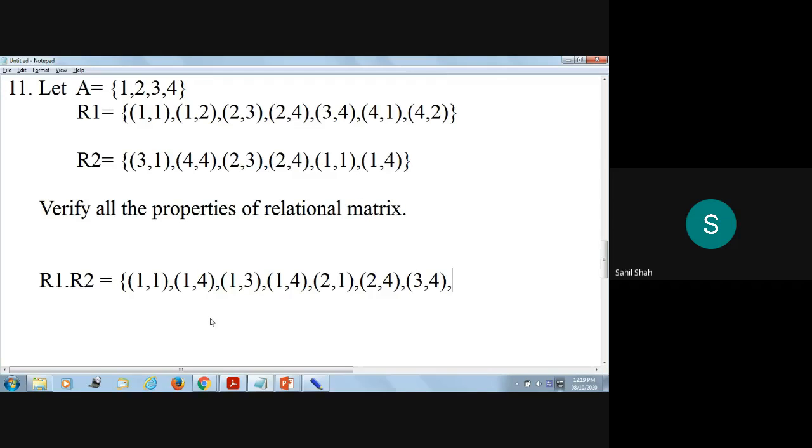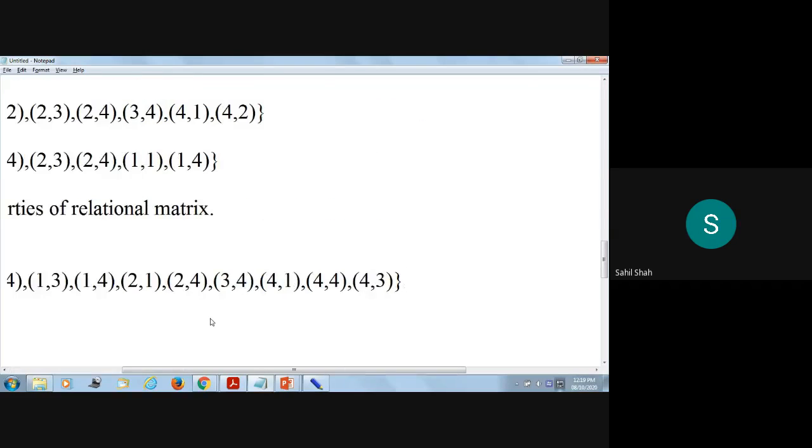Okay. (4,1),(1,1) gives (4,1) in the result. (4,1),(1,4) gives (4,4) in the result. Then (4,2),(2,3) gives (4,3). (4,2),(2,4),(4,4) are already covered. Have we taken (4,3) anywhere? No. So I am going to have (4,3), because of the pair (4,2),(2,3). Fine. This is my entire matrix.